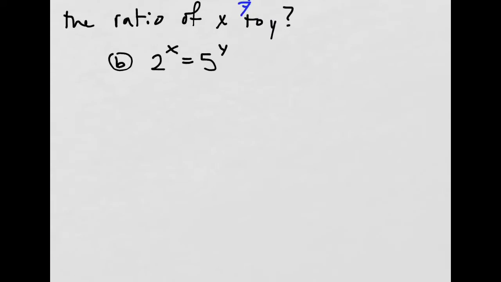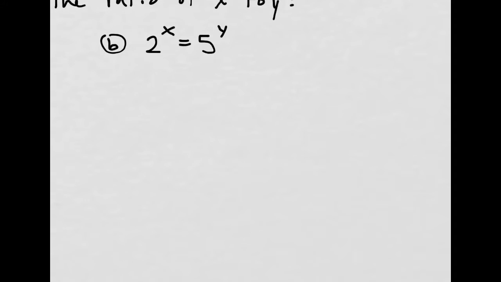Now, let's do something a little bit more complicated. I guess it's not that much more complicated, because here we cannot match the bases. These are both prime numbers. We can't match them. So what do I do? Well, anytime you have exponents that are variables that you want to solve for, you can use logarithms.